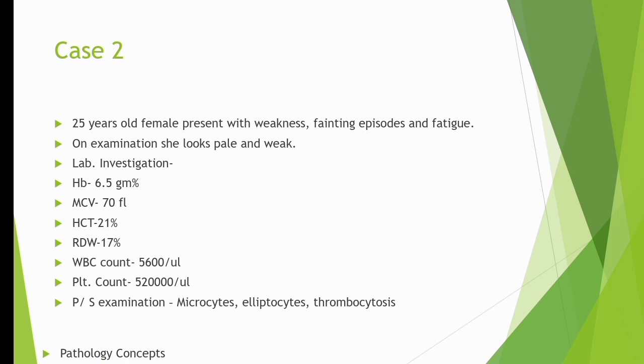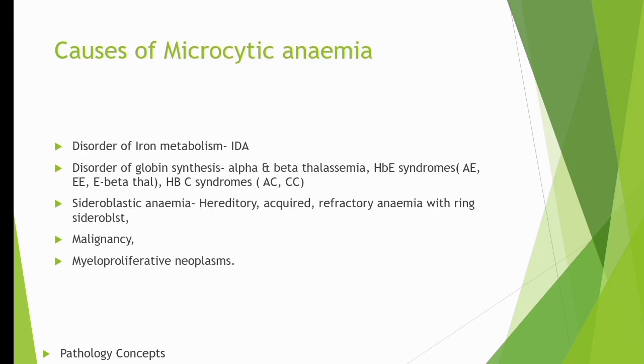The clinical and laboratory findings suggest it is microcytic anemia. Causes of microcytic anemia: first is disorders of iron metabolism, that is iron deficiency anemia and anemia of chronic disease. Second is disorders of globin synthesis, that is alpha and beta thalassemia, HbE and HbC syndromes. Third is sideroblastic anemia, which can be acquired or hereditary, and refractory anemia with ring sideroblasts, and others are malignancies and myeloproliferative neoplasms.